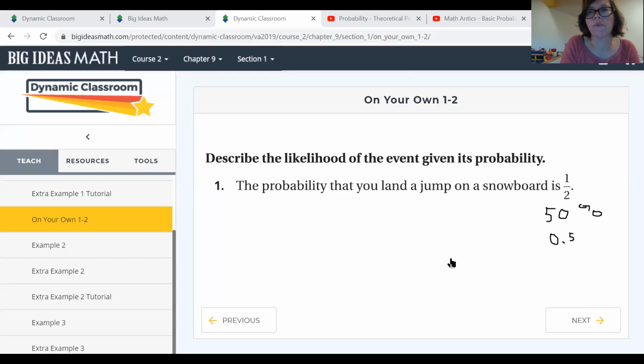All right, so looking at our problem now that we've looked at that, so 50%, what is the likelihood of that event occurring? So you jot down what you think it is, and then we will look and see what the answer is, okay?